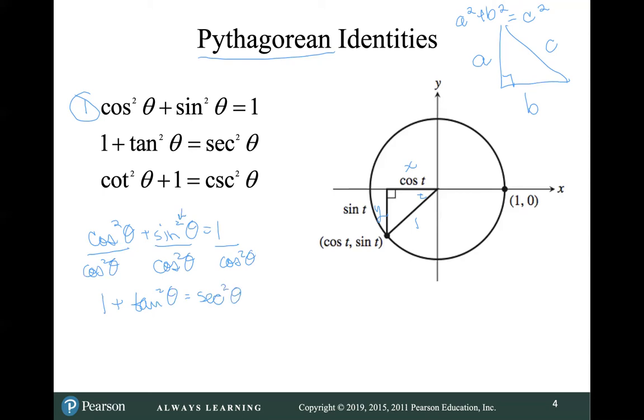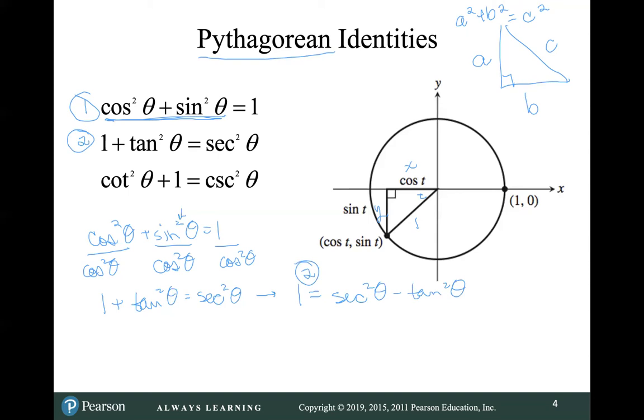Okay, now this is one of the ways that you can see this Pythagorean identity. The same Pythagorean identity could also be written as 1 equals secant squared theta minus tangent squared theta. So notice in our first Pythagorean identity, we had cosine squared plus sine squared. In our second Pythagorean identity, we have two different ways that we can write it. We can still set it equal to 1, but it would be secant squared minus tangent squared.